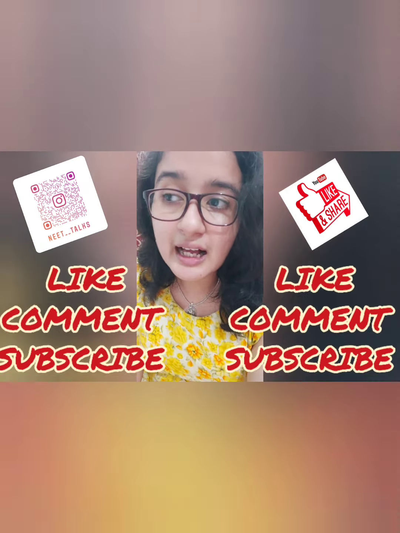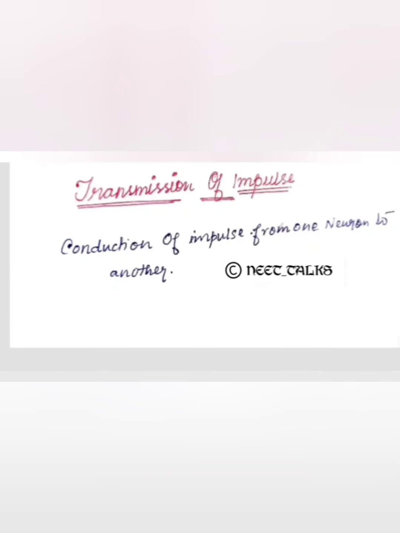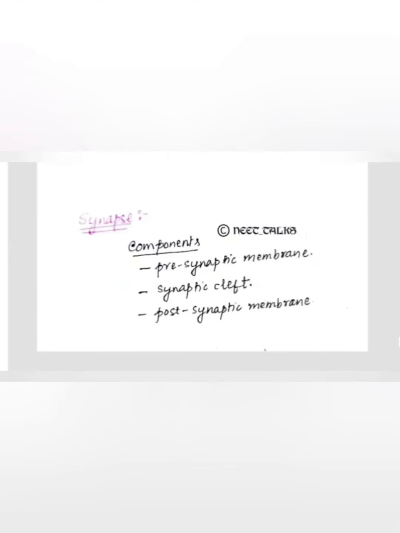We were in our discussion of the transmission of the impulse, and so far we have discussed the synapse, that is the structure of the synapse, the neurotransmitters and the types of the synapse. And today I was supposed to start with the transmission of the impulse from one neuron to the other across the synapse. So this is our familiar picture of the synapse with the presynaptic part and the postsynaptic part.